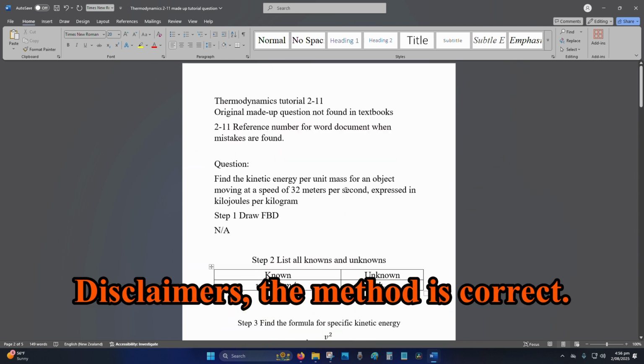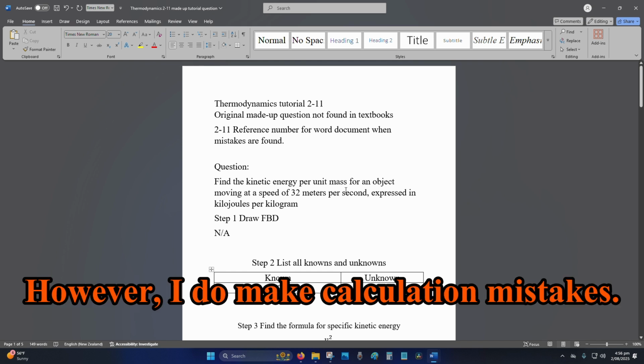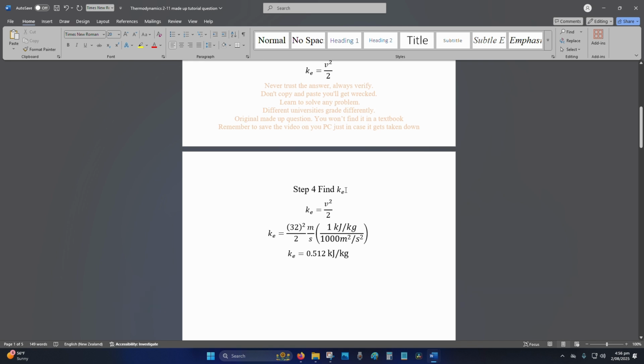Disclaimers. The method is correct, however, I do make calculation mistakes. I encourage you to solve it yourself and see if you get the same answer.